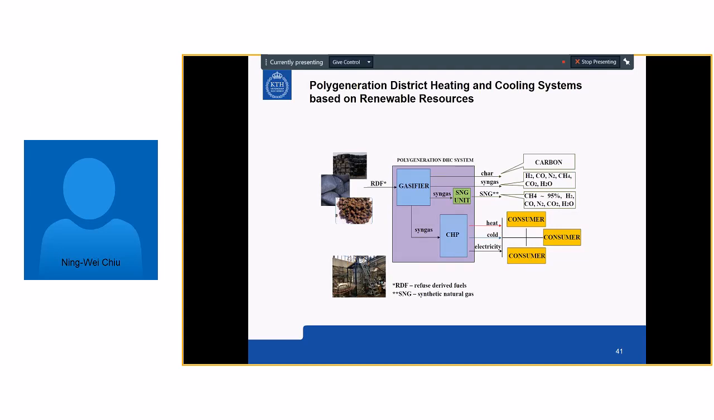So polygeneration, this is for district heating and cooling systems based on renewable energy sources. So basically we have refuse-derived fuels, so fuels we gasify.